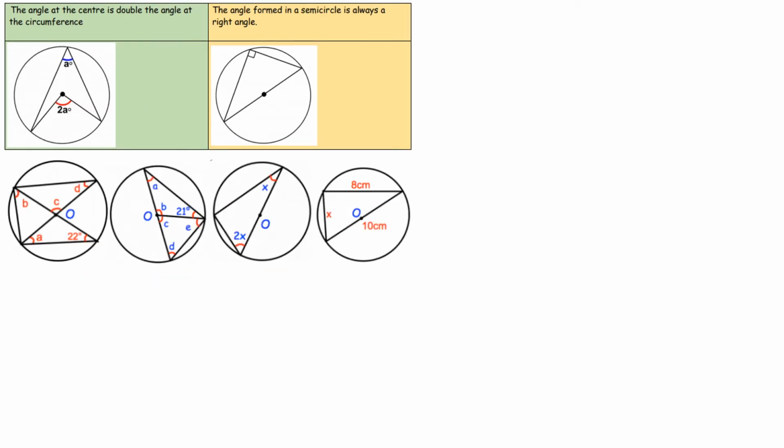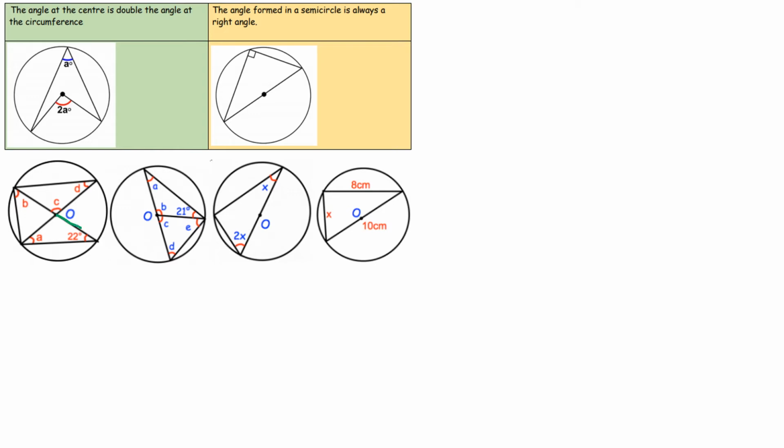So let's go back to that first rule, that the angle in a semicircle is always a right angle. Let's see if you can apply that to these questions. Slightly trickier now. Pause the video, have a go, and we'll unpause in 3, 2, 1.